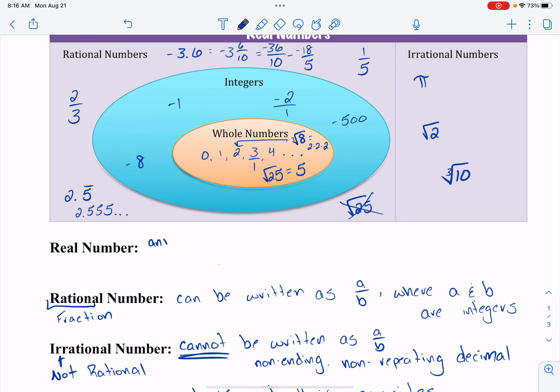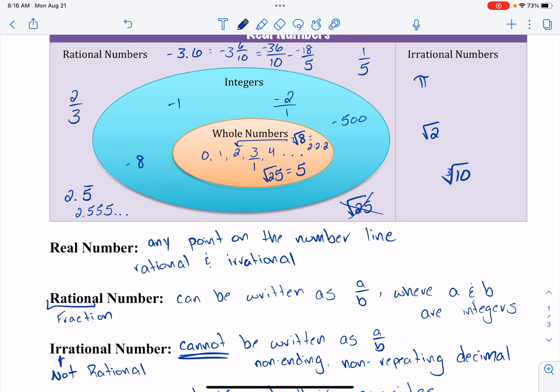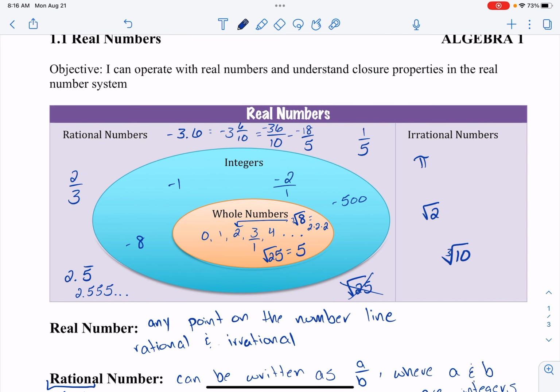A real number is basically any point on the number line. It includes all our rational and irrational numbers. The rational and irrational numbers make up the real numbers. Yes, there are some numbers that are not real. Go figure, we call them imaginary because they're not real. We'll learn about those later in a couple years. It's not quite Algebra 1 content.